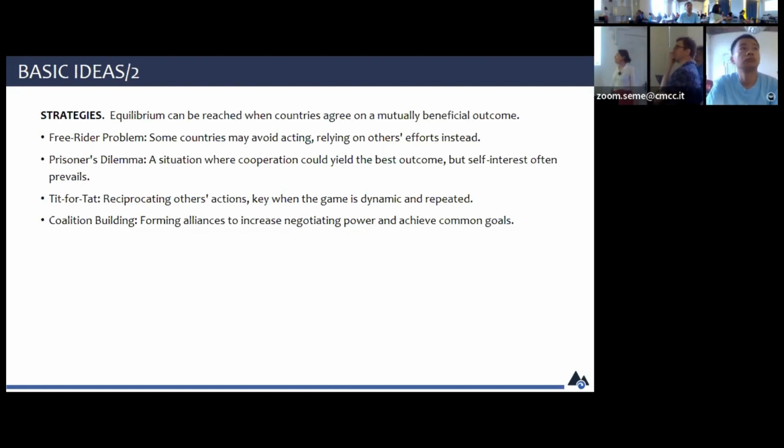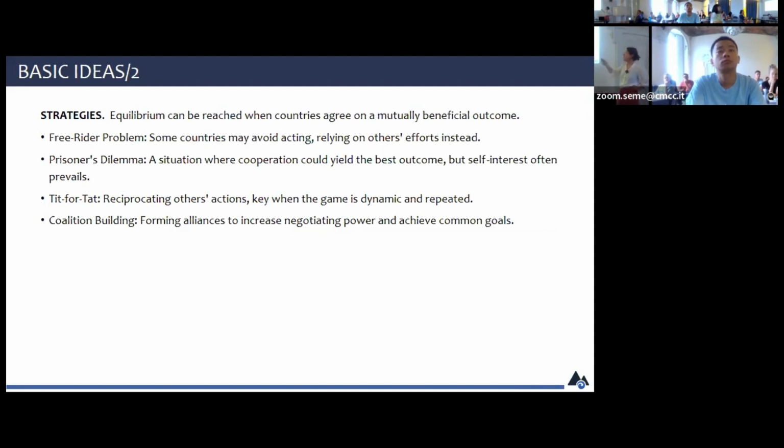So strategies are the ensemble of the decisions that various countries agree upon, and the equilibrium can be reached when there is some mutually beneficial outcome. We're going to define that more precisely, because there are various ideas of the stability of a coalition, grand coalition, or sub-coalition. And then we will be able to look into the free rider problem, the fact that countries might avoid acting, hoping that others will act in their place, the prisoner's dilemma.